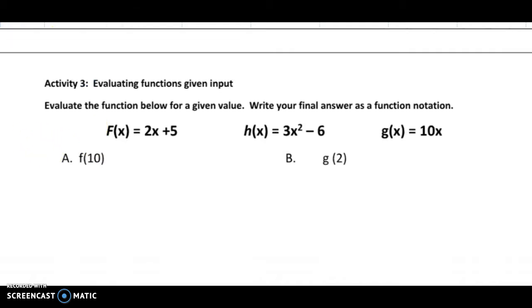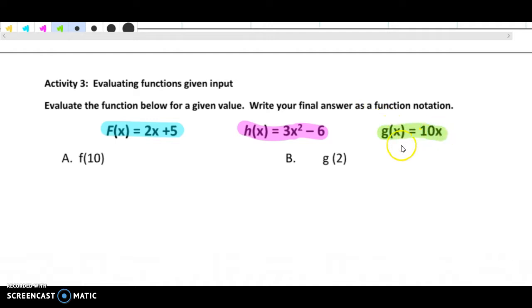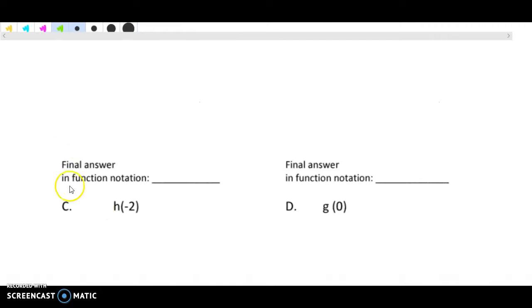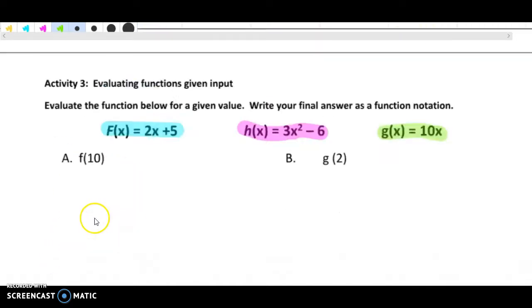So in activity 3, we're going to be evaluating functions given an input. We're going to evaluate these functions below, and we're going to write our final answer using the function notation. Notice that we have 3 different functions. We have our f of x, we have h of x, and then we have g of x. And we're going to evaluate for f of 10, g of 10, and we're going to write our answer using the function notation. Notice we're given an input and we're looking for the output.